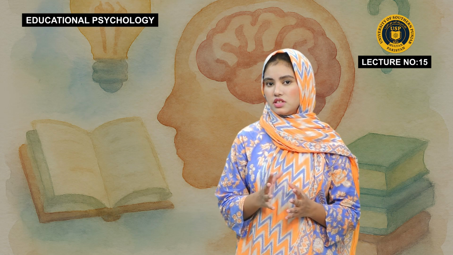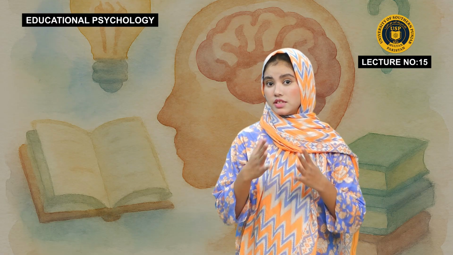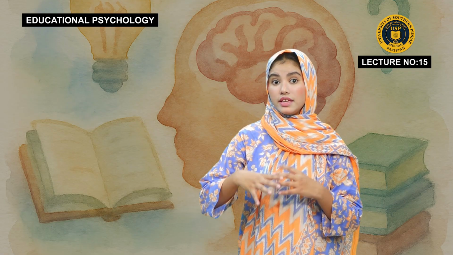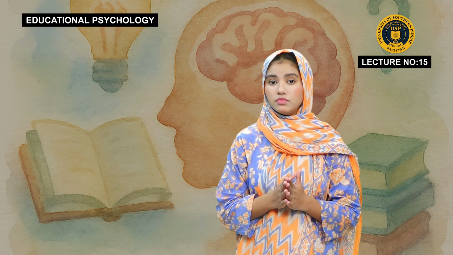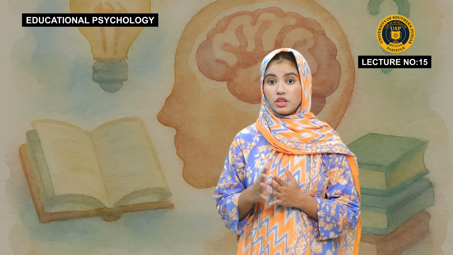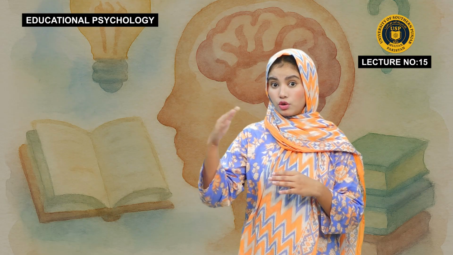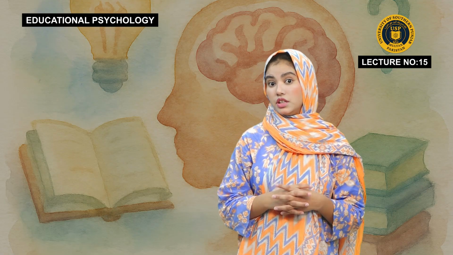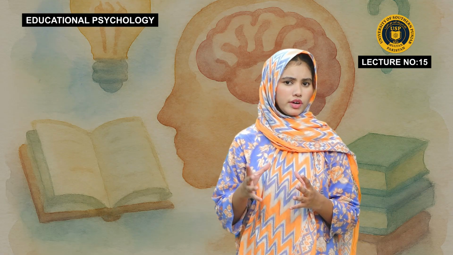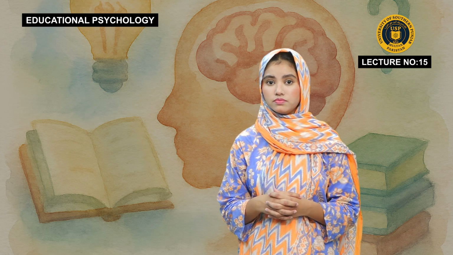In chapter number 2, we explore developmental systems theory, a holistic framework describing how biological, cognitive, emotional, and social systems interact to shape the child's growth. Development is not linear but a dynamic process influenced by relationships, experiences, and context.